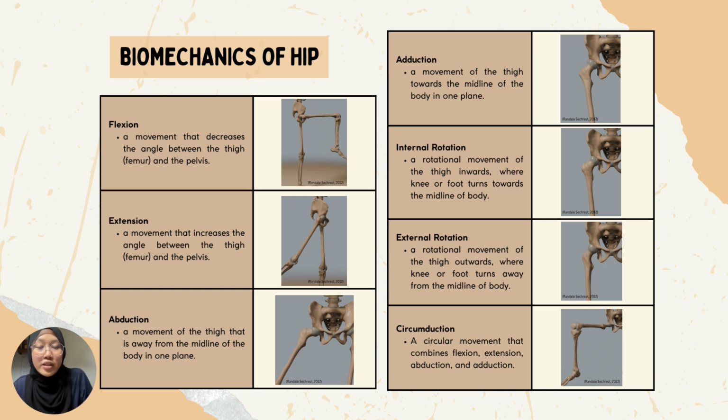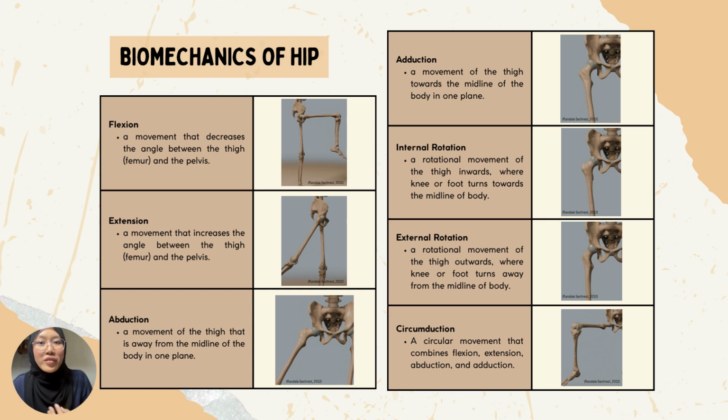Next is abduction. It is the movement of the thigh away from the midline of the body in one plane. And adduction is a movement of the thigh towards the midline of the body in one plane. Next is internal rotation. It is a rotational movement of the thigh inwards where the knee or foot turns towards the midline of the body. And next is external rotation. It is a rotational movement of the thigh outwards where the knee or foot turns away from the midline of the body.